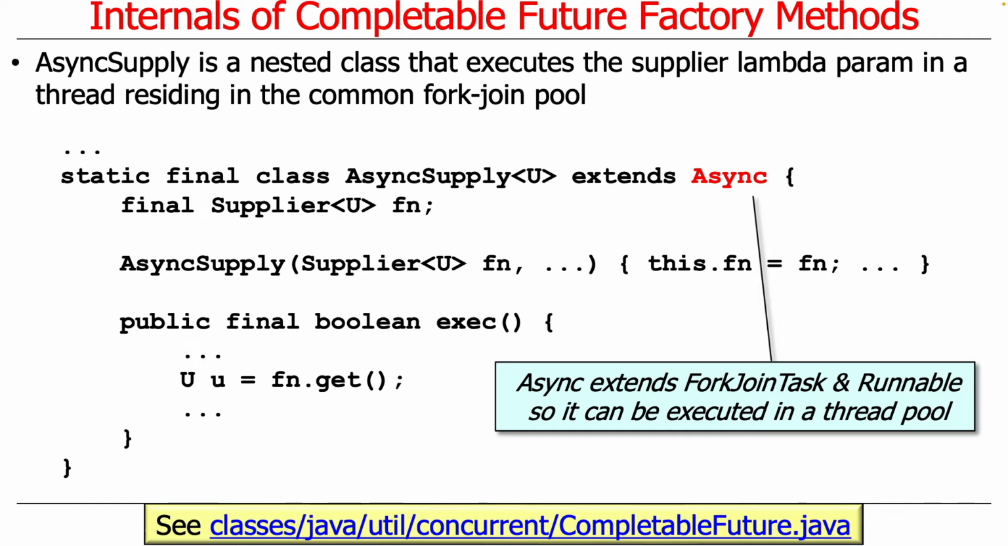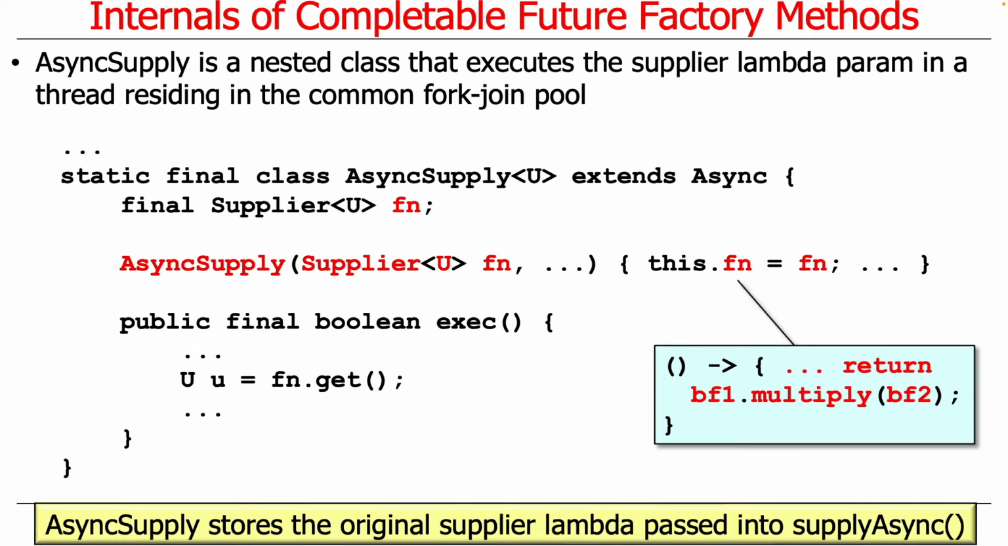So AsyncSupply extends Async, and you'll see what that means in a second. Here's the constructor of AsyncSupply. What it does is it takes the supplier lambda, and it also takes that other thing that's passed in, which was the completable future, and it stashes the supplier away in a local field called fn, which probably stands for function. That's storing the supplier lambda, that anonymous block of code that does this multiply operation.